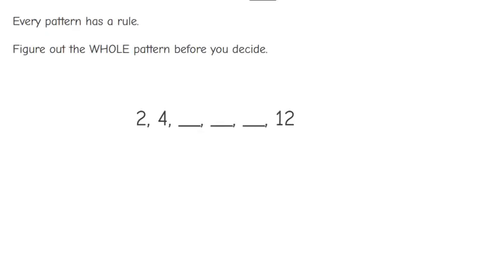Now, I want to caution you on something. Sometimes you're filling in the numbers in the middle, right? I have 2, 4, and 12. If you looked at this right away, you might say 2 times 2 is 4, so I'm just going to multiply by 2, and then you just say that's my pattern. Well, let's test it first. 4 times 2 is 8. 8 times 2 is 16. And 16 times 2 is 32. 32 times 2 is not 12.